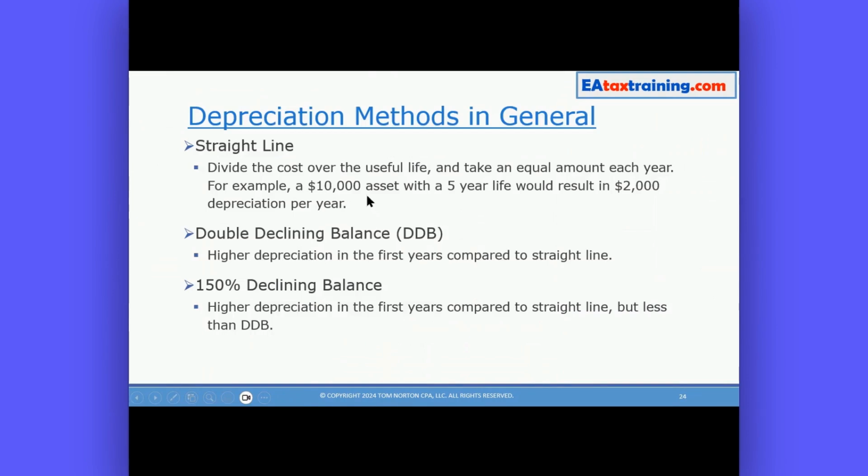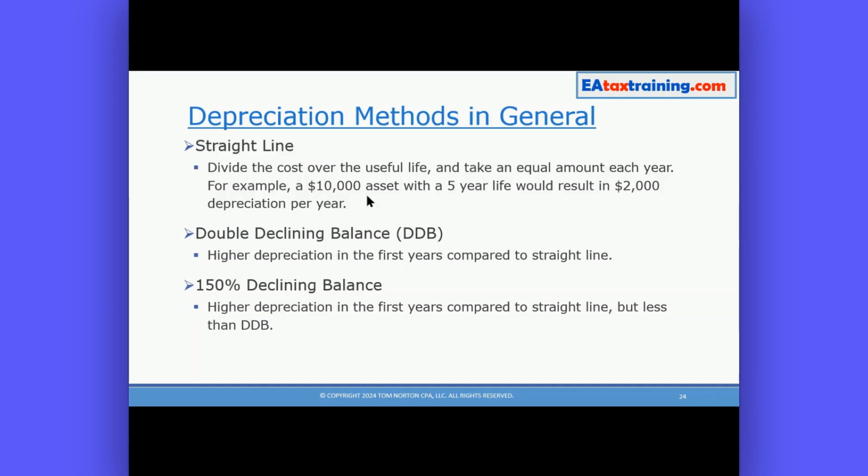Depreciation methods. So now we know our recovery period. What is the method that we are going to use? Well, there are several different methods. The three that we are concerned with here, because these are the three that are potentially used in the tax law. First is straight line. So this might be, when you think of depreciation, straight line is probably what you think of in your head.